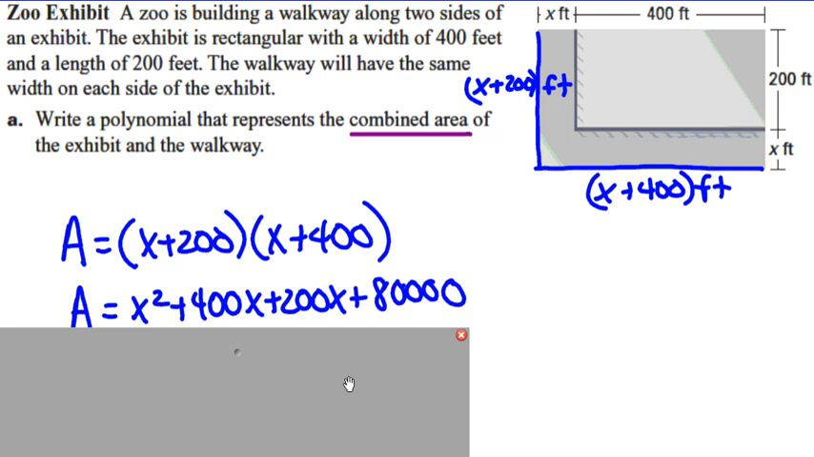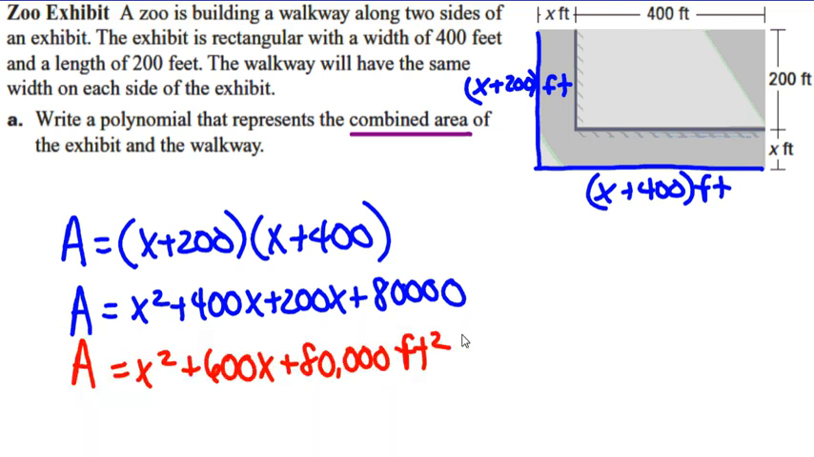Last but not least, because we're talking about an area, you want to think about the units. And here they're specified, we're talking in feet. We're talking about area though, and that's a space. That's 2 dimensions. We want to make sure that we're saying we're referring to feet squared in our results. So now we have the polynomial that represents the combined area of the exhibit and the walkway.